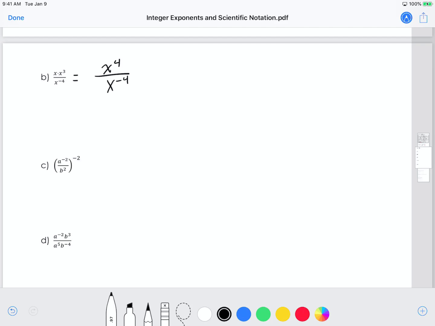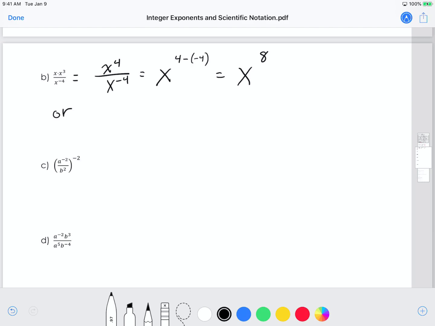Now, to finish this up, I can do this one of two ways. I'll use the quotient rule, but if you want to try a different way, that's fine. The quotient rule says if I'm dividing and my bases are the same, I subtract my exponents. So my base stays the same, and I'm going to take 4 minus a negative 4. So I have 4 minus a negative 4. That's going to make that a 4 plus 4, because it's a double negative, and I get x to the 8th.